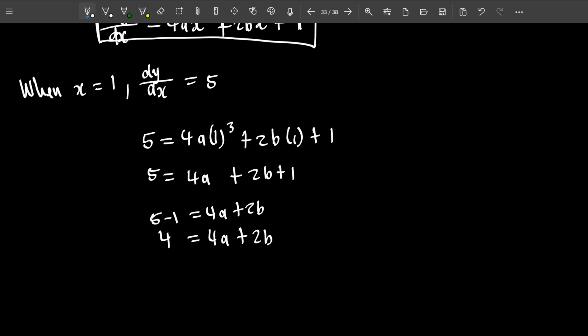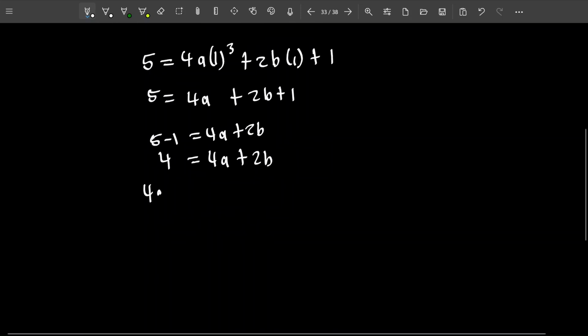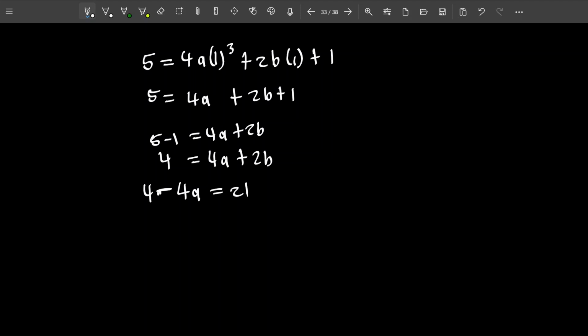So now, what we're going to do is try to get one of these two letters, either a or b, and make it the subject here so that we can then substitute into the next one. So I'm going to try and make b the subject. I take 4a to the other side. So it's going to be 4 minus 4a, because 4a was adding on the right, comes to the left, it will subtract. 4 minus 4a is equal to 2b.